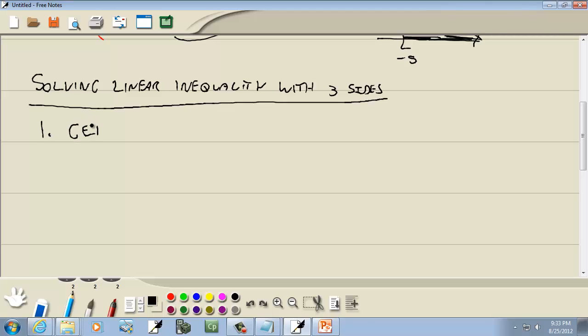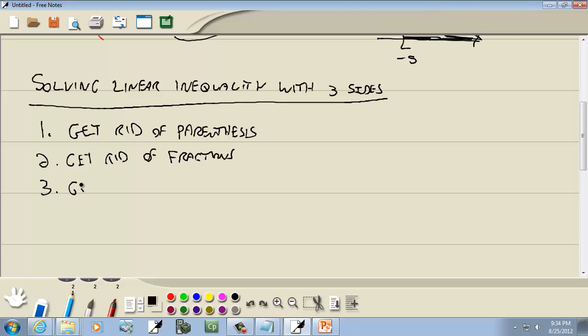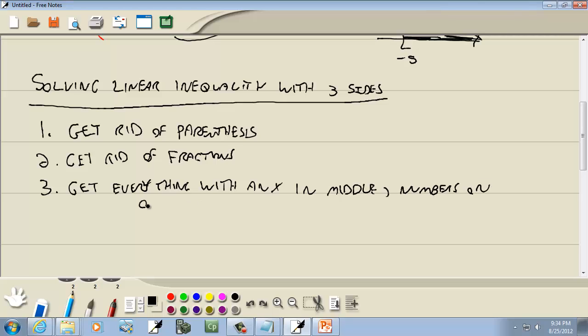I want to write that down. First step, get rid of parentheses. Second step, get rid of fractions. Third step, get everything with an x in the middle, numbers on the other two sides. And step 4, divide all three sides by the number in front of the x.